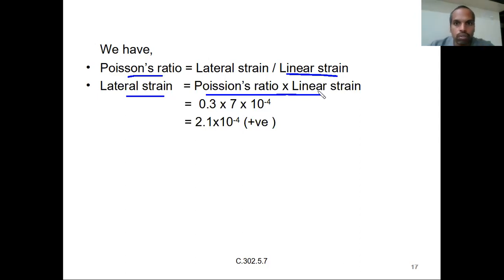So Poisson's ratio into linear strain. This is what we got, right? So we'll get the lateral strain from this one. Now we got the lateral strain. So what is the lateral strain?